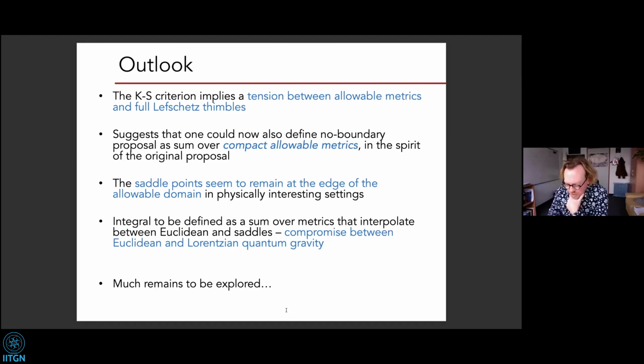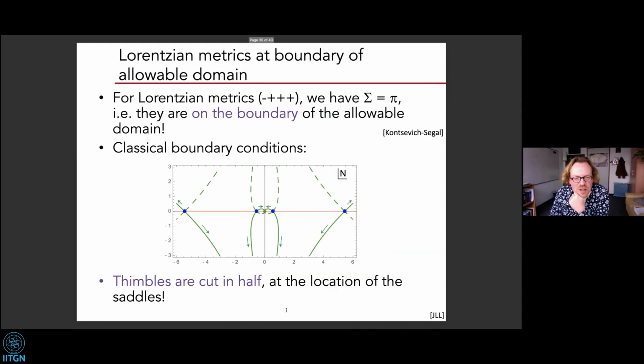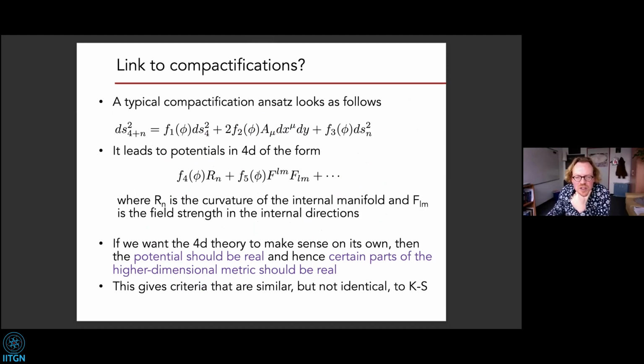Now, what I was pointing out is that if you look at compactifications, then you get potentials in the lower dimensional theory, and if you want that theory to make sense, those things should be real. But that means that the larger metric, if you include some of the internal dimensions, should include fields which are then forced to be real. And so it gives a kind of consistency condition between metrics in different dimensions.